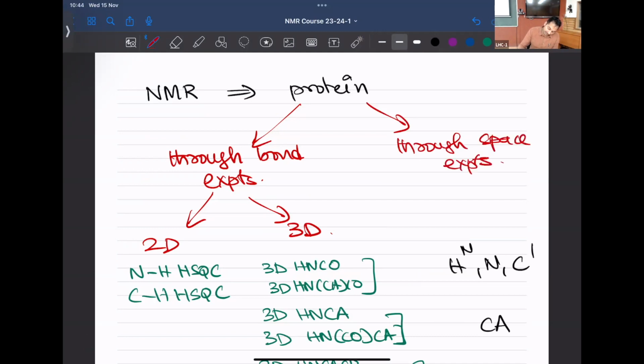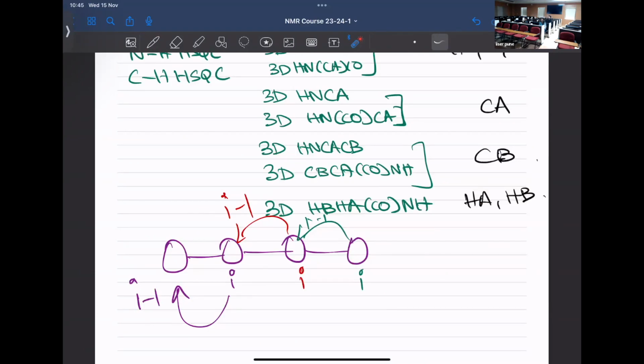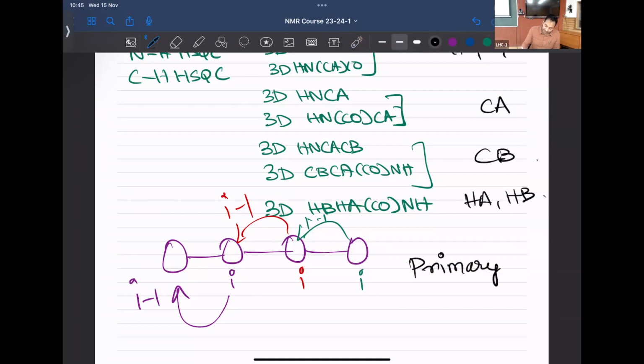Yes, sir, how can we identify which amino acid a particular peak corresponds to? How do you identify whether I is a valine or I is an alanine? Okay, so maybe I didn't make it clear. To start with, you should know the primary sequence of the protein you're working with. NMR cannot work if you do not know the primary sequence. You have to know the primary sequence to start with.